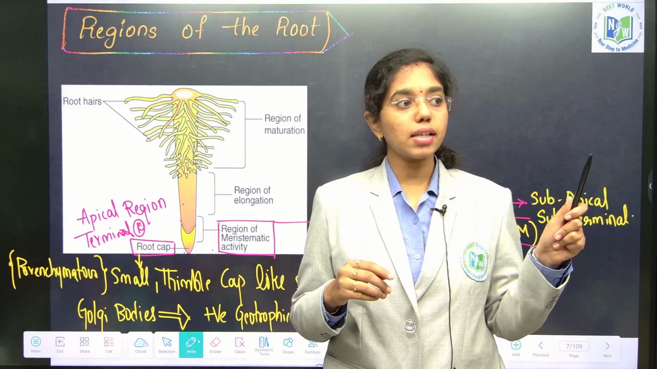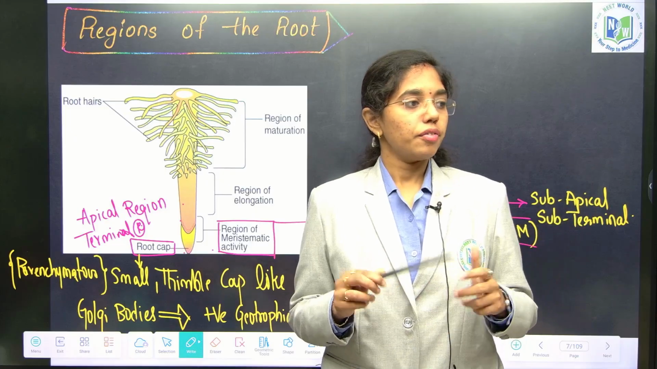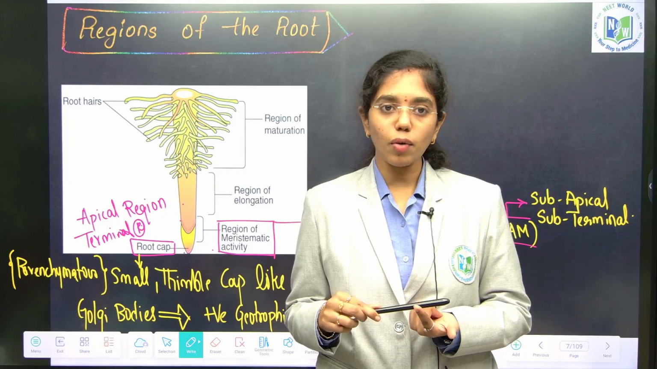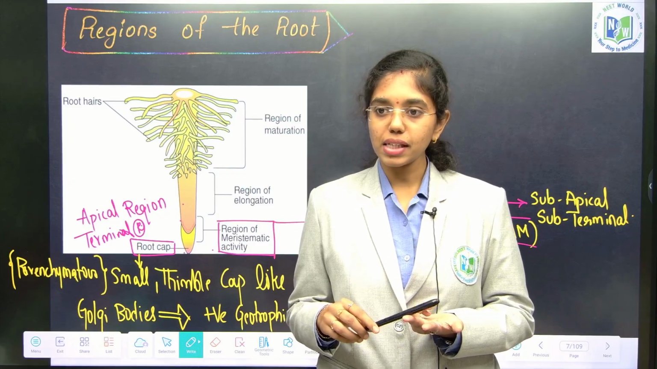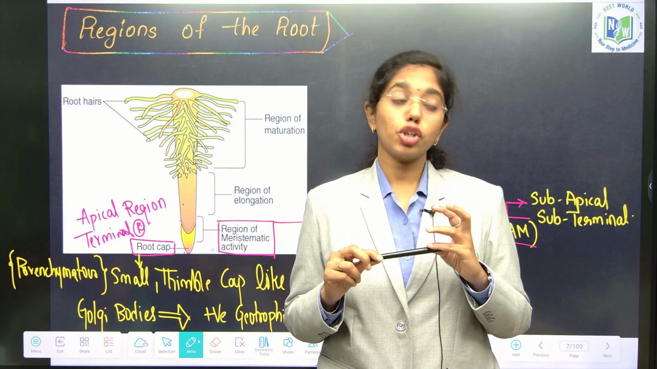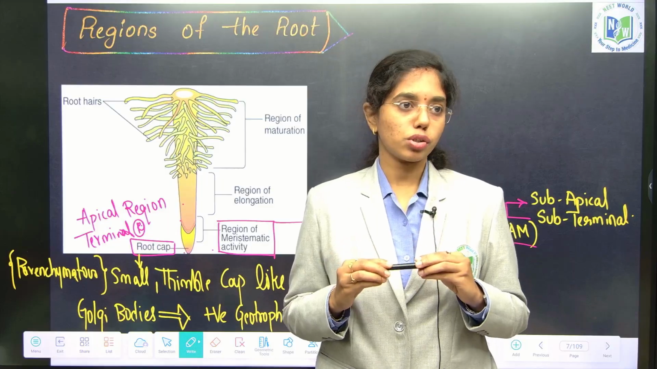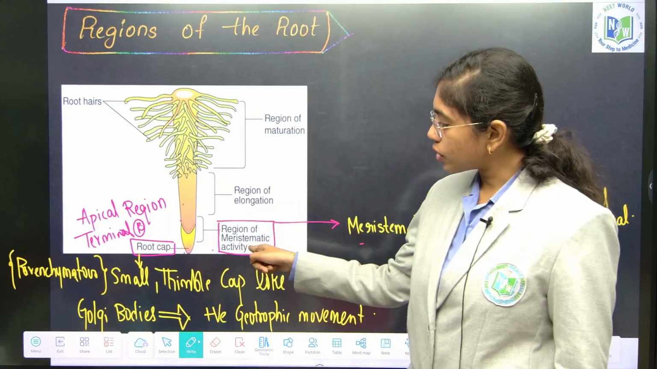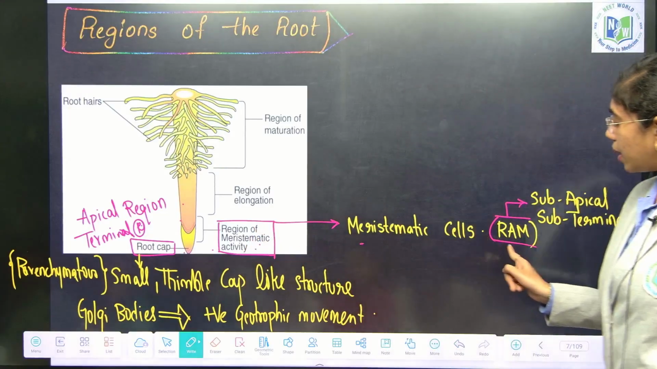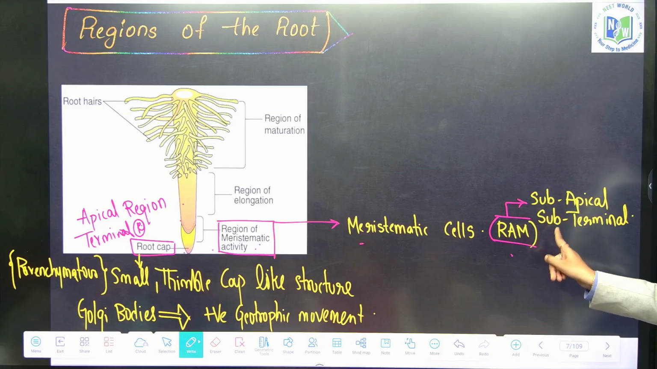We have already discussed the characteristic features of meristematic cells. First, they are parenchymatous. They have a thin cellulosic cell wall, no intercellular spaces. They are connected via plasmodesmatal connections, with a large nucleus and dense cytoplasm. These are the characteristic features of meristematic cells. Such cells are present at the meristematic region. And is root apical meristem at the apical part? No, the subapical or subterminal part.